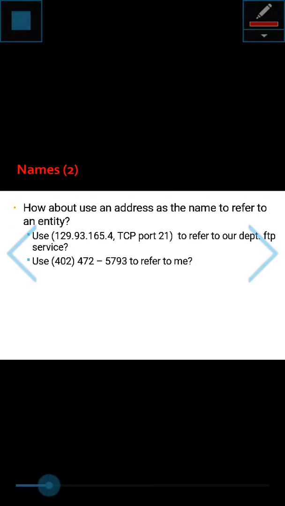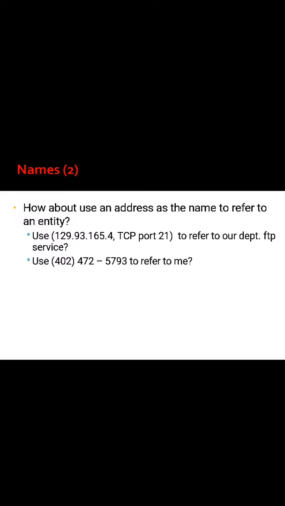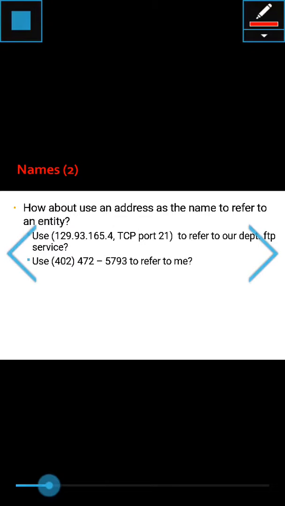So how about using an address as the name to refer to an entity? Using addresses like a TCP address can be very confusing to remember, as such addresses are numbers. For example, here the TCP address like 129 dot dot dot refers to our department FTP service. Or, if we use numbers to refer to any person, it will be very complex and confusing to remember persons by their numbers.